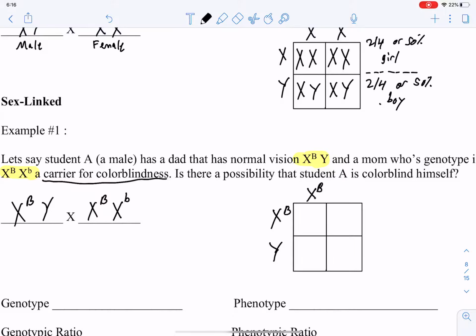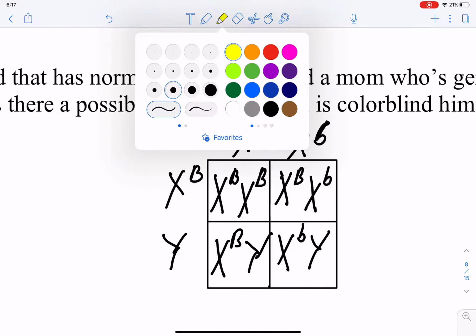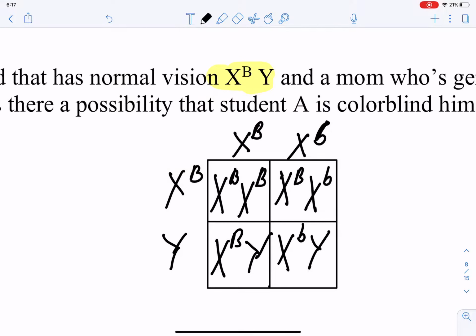Okay, so let's see. Go ahead and put our genotypes in. This is the same as a normal Punnett square, except we include our X and Y chromosomes. So if we fill this in, this is X big B, X big B, X big B, Y, X little b, Y, and then this one is X big B, X little b. If we look at this, it's the same as sex determination, right? We have two possibilities for girls and two possibilities for boys.